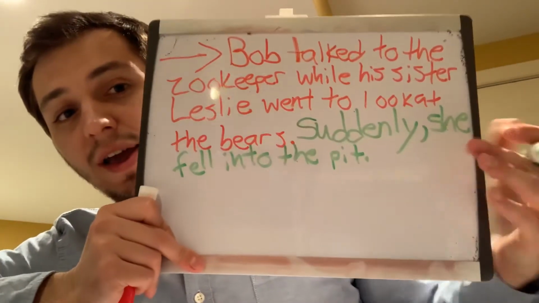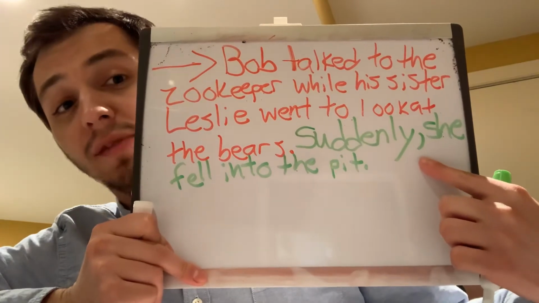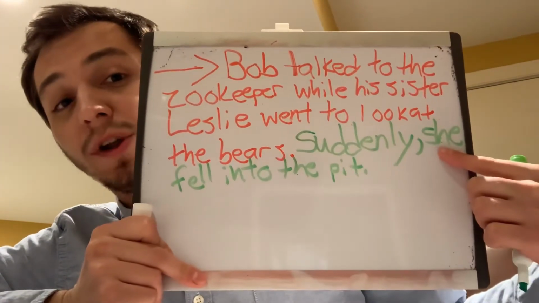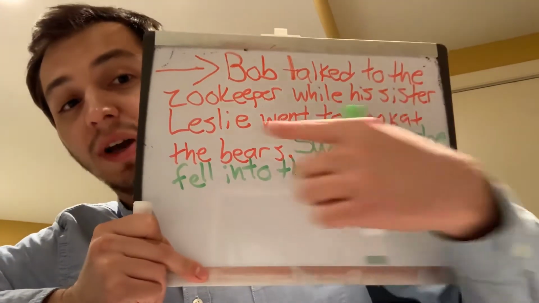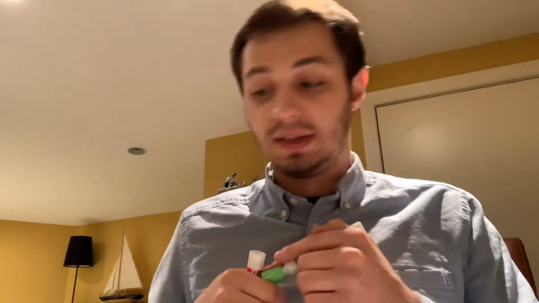Right, once again, I have my part that tells when, suddenly. After that, I needed my comma. I replaced the word Leslie with the word she because I already introduced Leslie in the previous sentence. Right, now let's try to use the exact words that Leslie said.